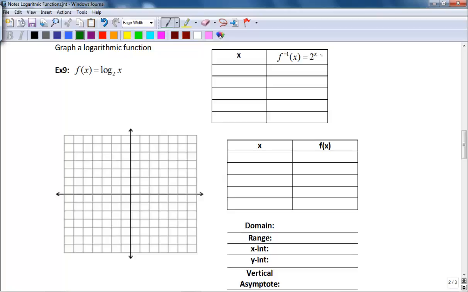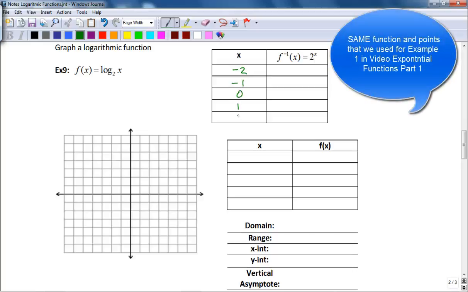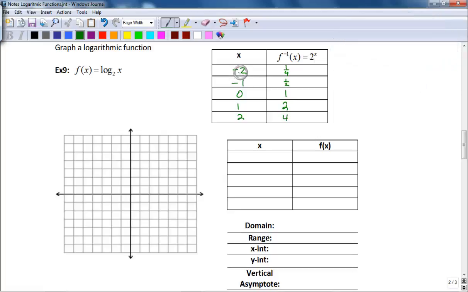Well, we already know points for this. Let's say we put in -2, -1, 0, 1, and 2. We've evaluated this in the previous video. This was a fourth, this was a half, this was 1, then 2 and 4. If we're plugging in -2 for x here, we'd get a fourth. -1 for x, we'd get a half. 0 for x, we'd get 1. 1 for x, we'd get 2. 2 for x, we'd get 4.